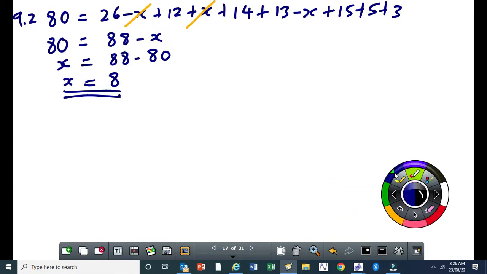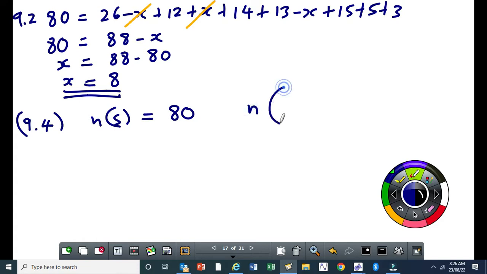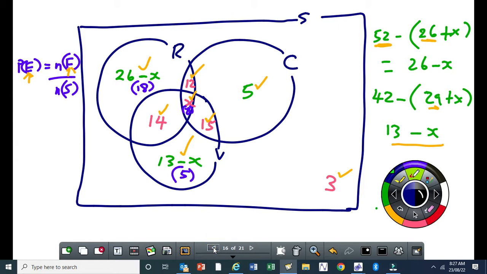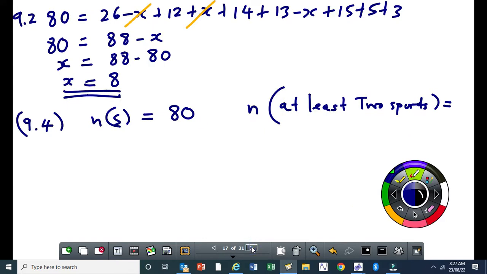So here we are doing 9.4. 9.3, I answered next to the question. So first, we know that our total in our sample space is 80. Then we need to know what is the total of liking at least 2 sports. That's our event. So this will be equal to, so you then have to add, 14 plus 12 plus 8 plus 15 plus 5.